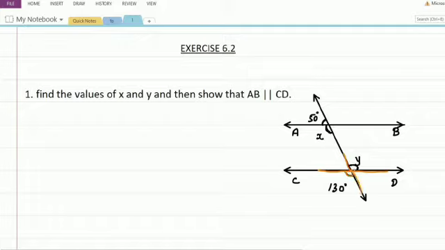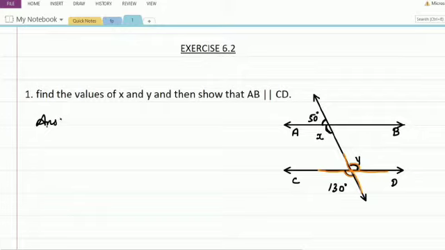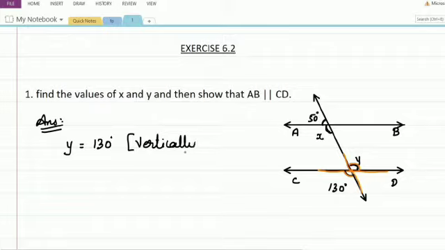So you know that vertically opposite angles are equal. So 130 degree will be equal to angle Y. So first I am going to write Y equal to 130 degree. Why is angle Y equal to 130 degree? Because vertically opposite angles are equal. We have learned this in the previous exercise. When two lines intersect each other, then the vertically opposite angles are equal.